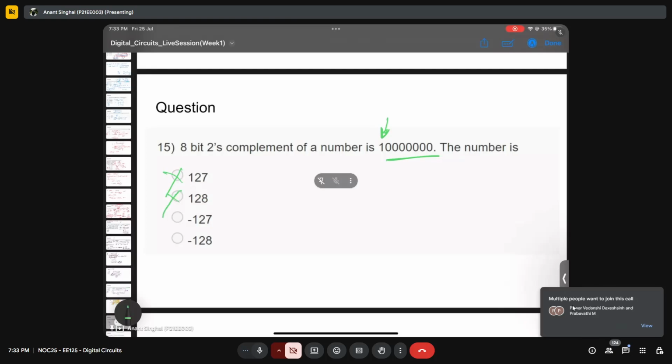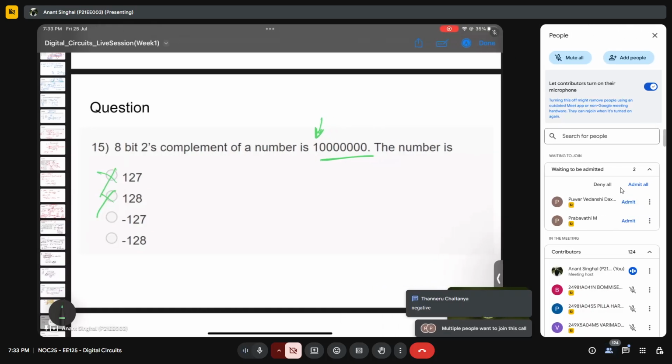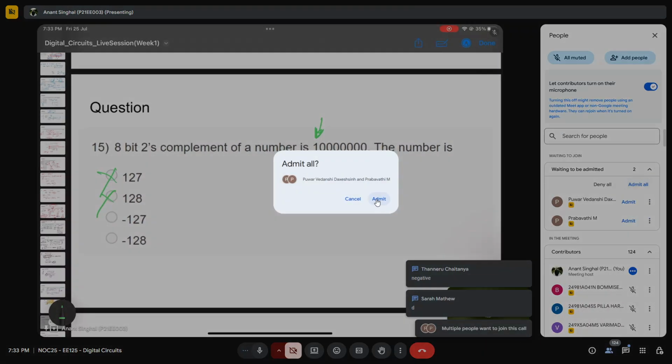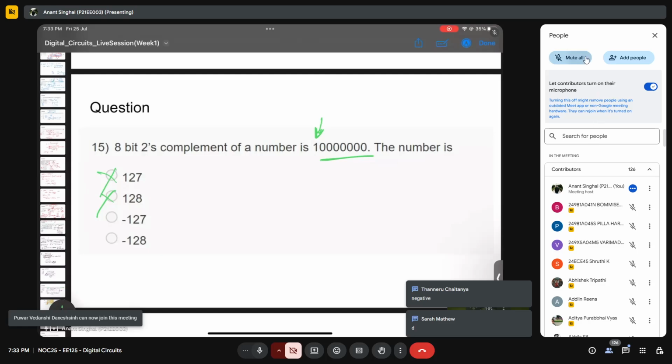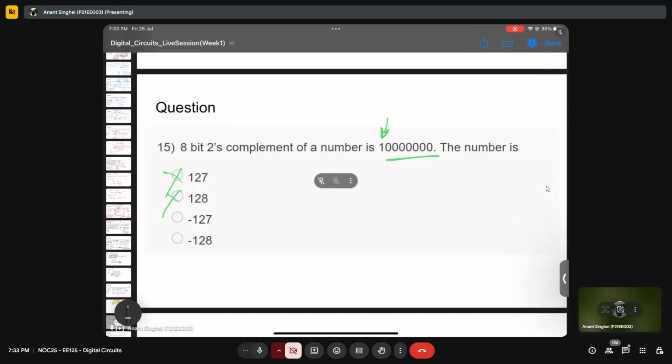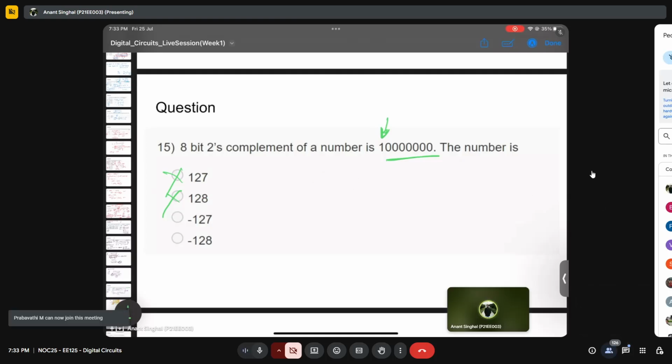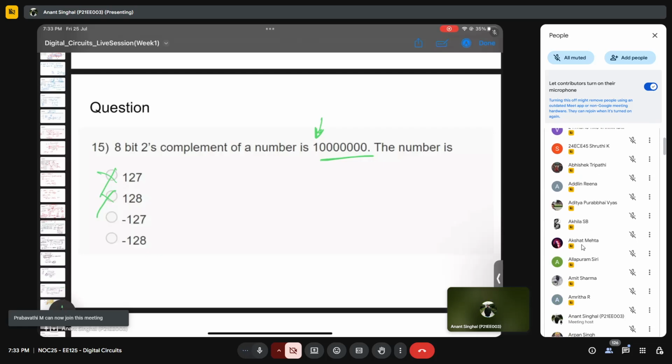Please mute your mic, whoever it is. Option D. Yeah, so let me try to do that. Whosoever is opening your mic again and again, please mute it.